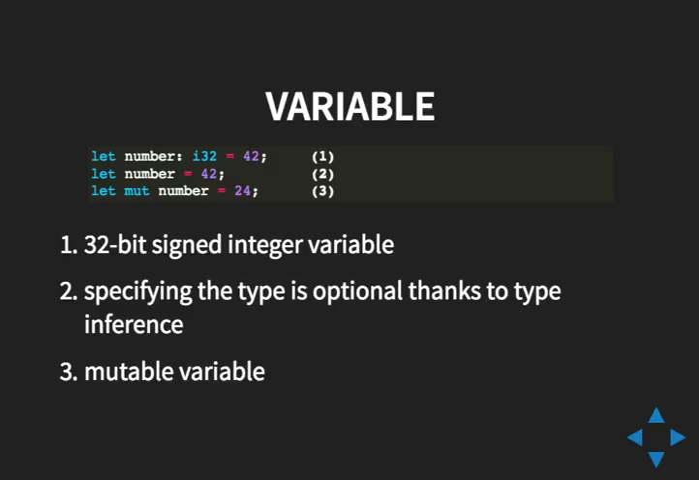So if you don't specify the type, like on line 2, it will be the i32 type. And to declare a mutable variable, you need to use the mut keyword, which will allow you to reassign other values to this variable. So by default, variables are immutable.